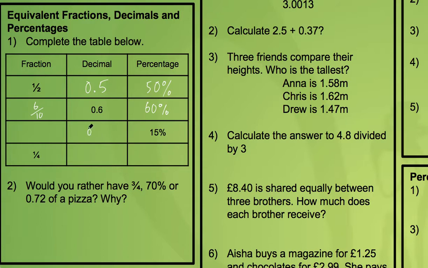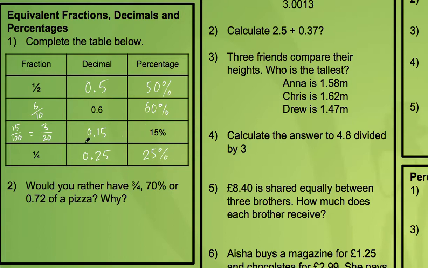15% as a decimal, 0.15, which is 15/100ths, which can be simplified. So divide top and bottom by 5, I get 3 over 20. 3/20ths, 0.15, 15%. 1/4, we just memorize, is 0.25, and as a percentage, 25%.